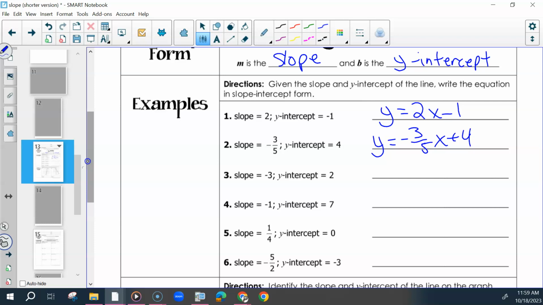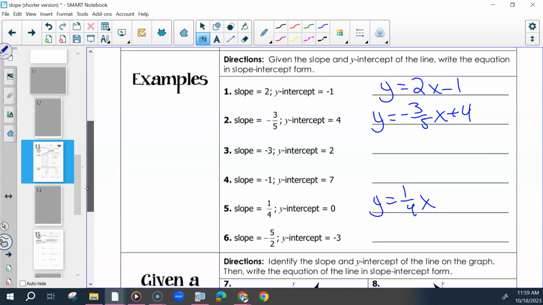Alright, what about number 5? How would we write that one? Y equals 1. So you have a choice. You can either put plus 0 or leave it off. It does not matter. It's the same either way.